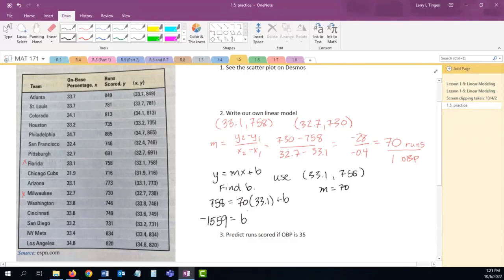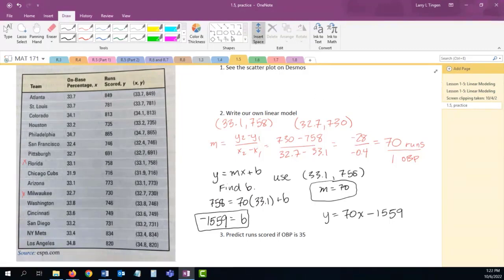All right, so what's my equation look like? There's b, there's m. So the equation that I have found, the linear model I have created, is y is equal to 70x minus 1,559. Now, let's talk about what this means, because this is a pretty big deal. If you can correctly identify what this means for the problem, this is going to go a long way to explaining how this works.